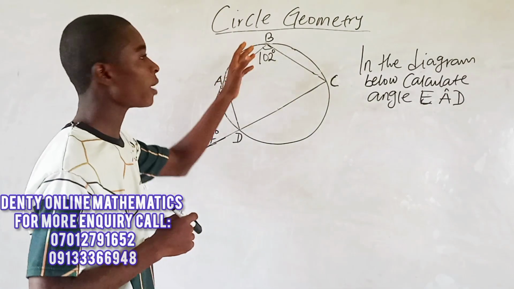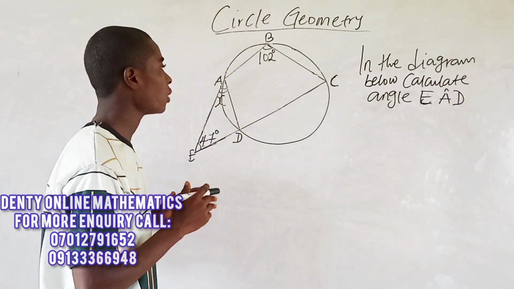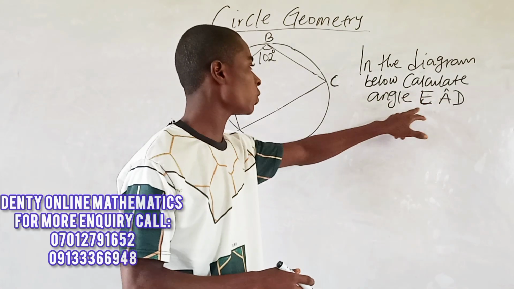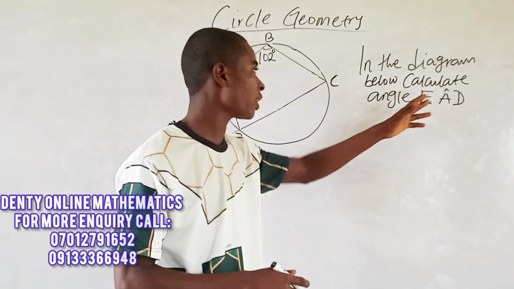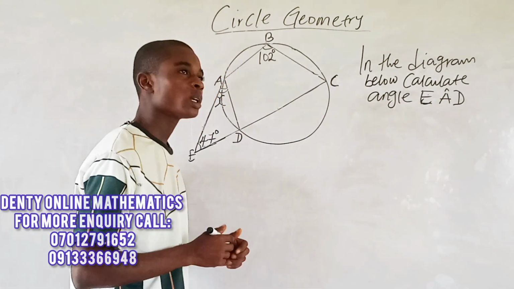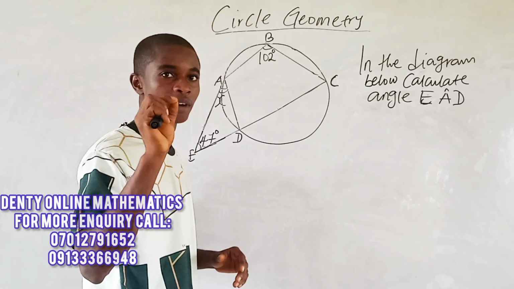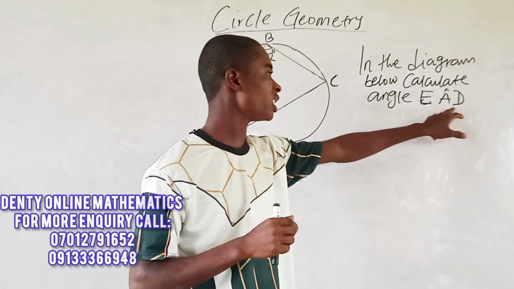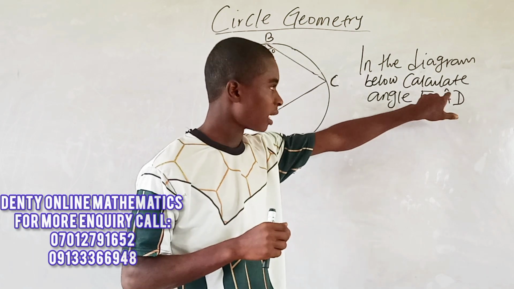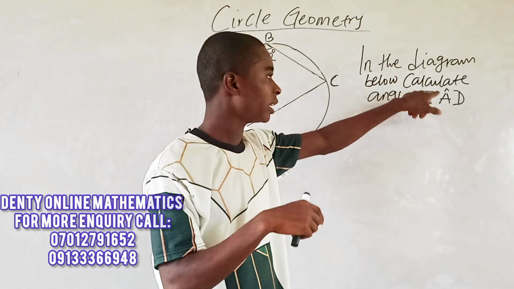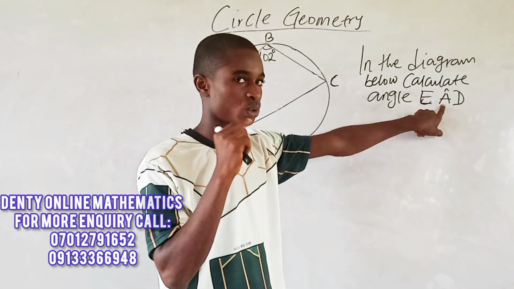Now, remember we are still on what? Second geometry. Now we have this question that in the diagram below, calculate the angle EAD. Remember, anytime you're given a question in second geometry, always look at the middle alphabet. Now you see EAD, what's the middle one? A, and you can see something like an N on it. That is the angle you're always asked to calculate.